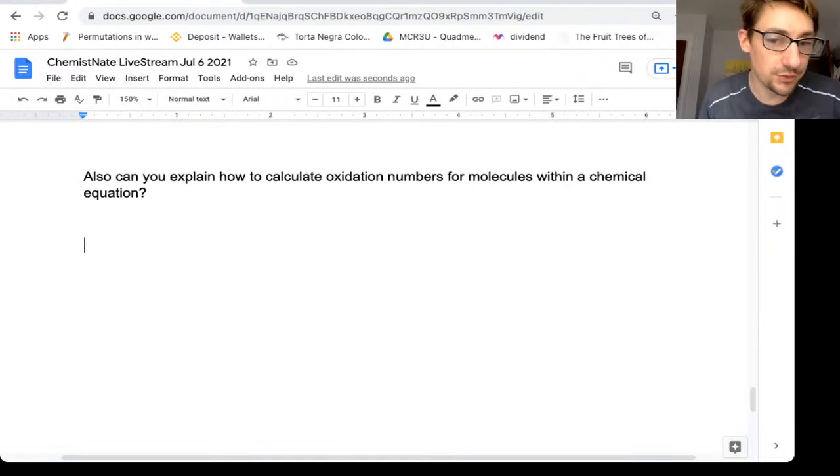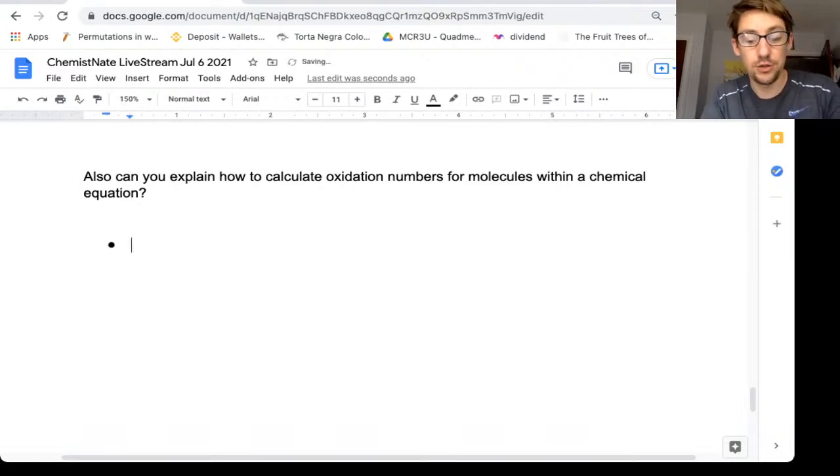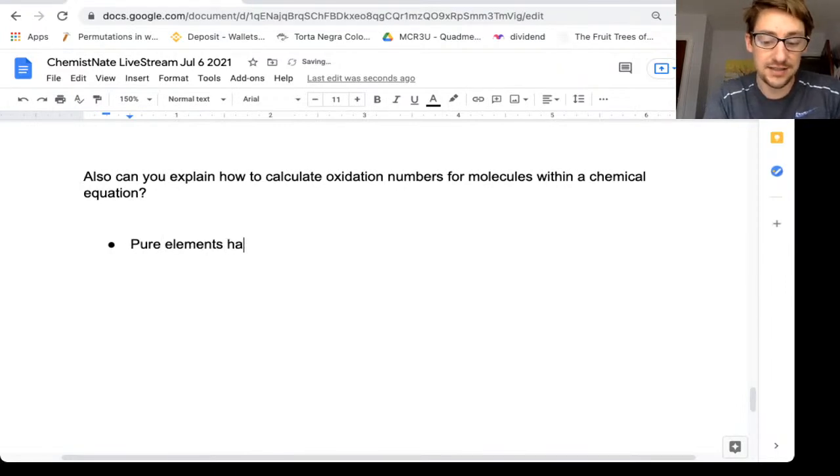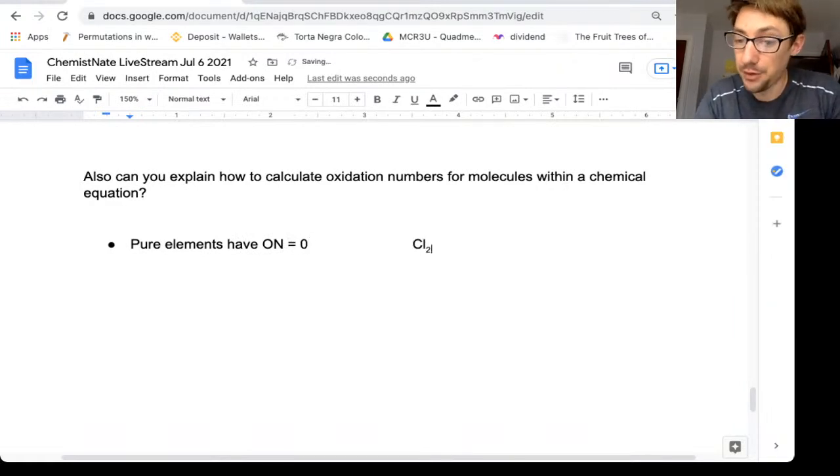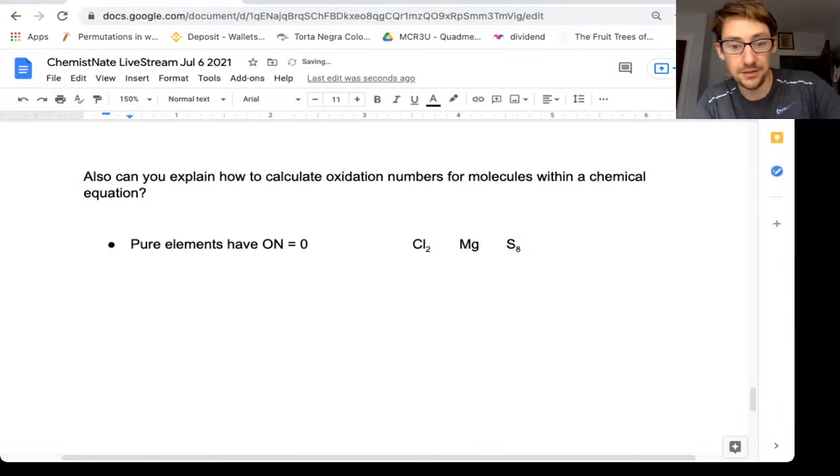The general rules for calculating oxidation numbers are that pure elements have an oxidation number of 0. So, Cl2, both the chlorines are 0. Magnesium, that's 0. Let's do S8 just to mess with you. Pure sulfur, also 0.